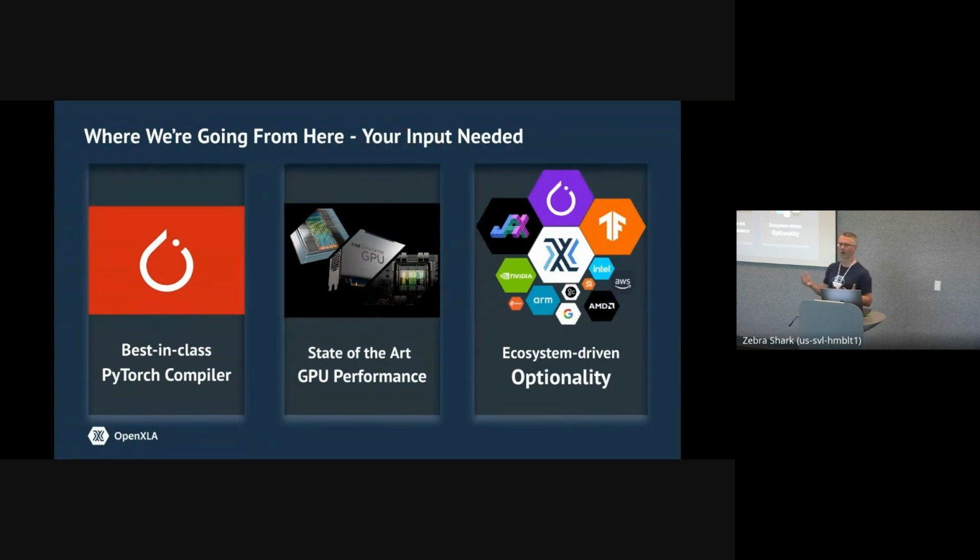Within this, we have breakouts today that talk about PJRT and StableHLO. And we also have a lot of discussion about how to support CPUs, for example, which is something we haven't talked about so much at our last conference. So making sure that we really are covering the entire ecosystem and not just looking at a subset of it.